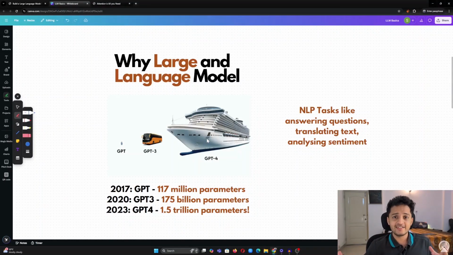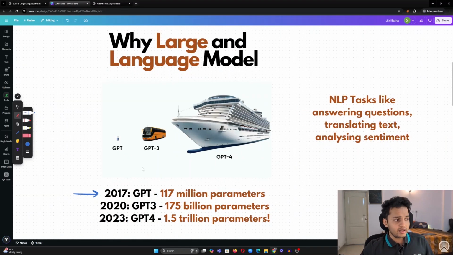And these models are so powerful that they can extract and learn patterns from all of this text. So just to give you a picture, in 2017 the model had 117 million parameters. In 2020, GPT-3 came out and it had 175 billion parameters. And now in 2023, GPT-4 came out and it had 1.5 trillion parameters. That is huge. It's very tough for the human brain to actually understand what 100 million means, what 1 billion means, right?